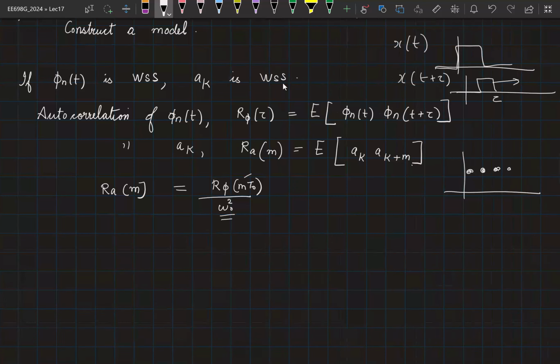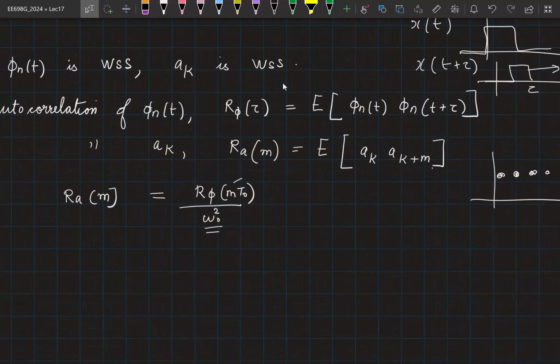Isn't the autocorrelation some integration? It is. So expectation, then you replace it with the time average of these.